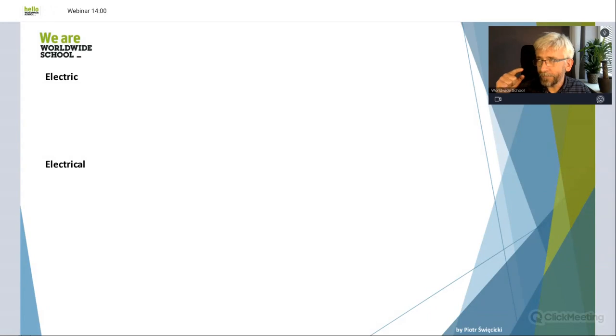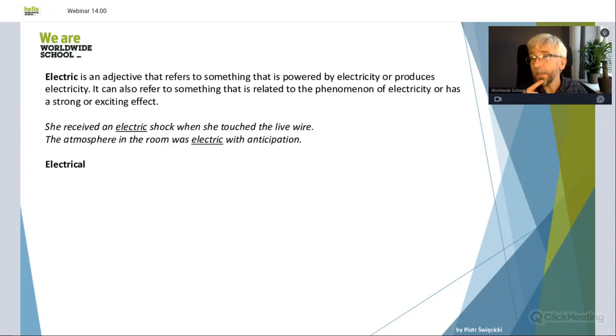Economic, economical, classic, classical. What about electric and electrical? Let's see. Electric. An adjective which refers to something that is powered by electricity, of course, or produces electricity. It also refers to something that is related to the phenomenon of electricity and has a strong or exciting effect. So a few meanings here.